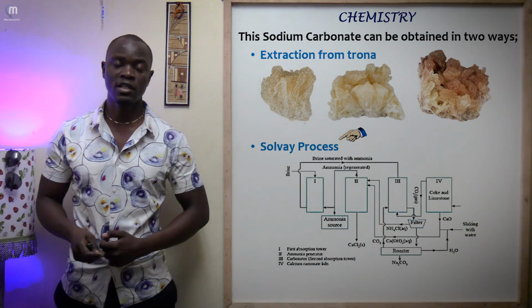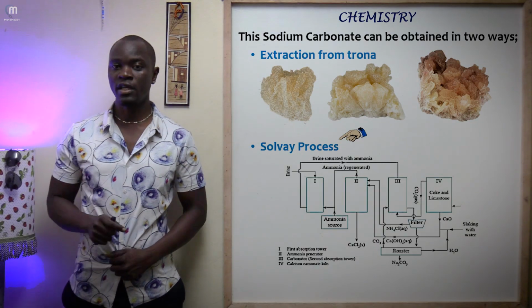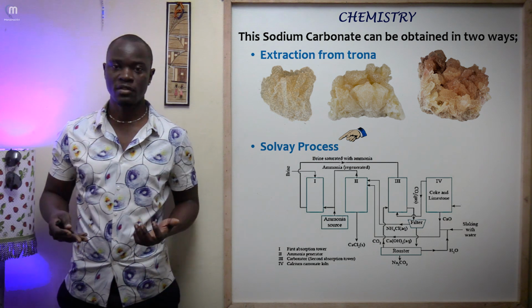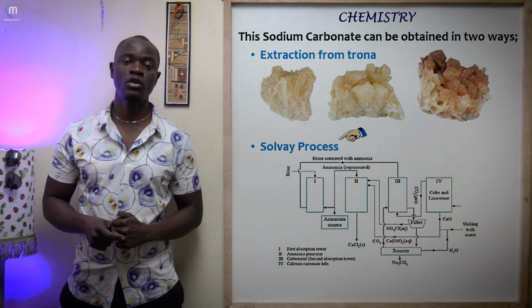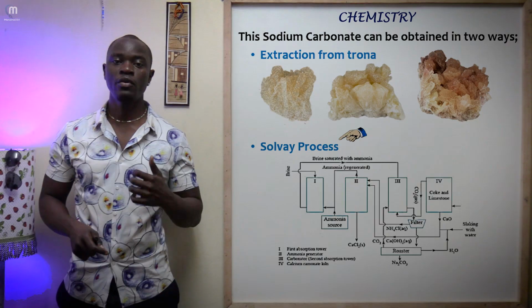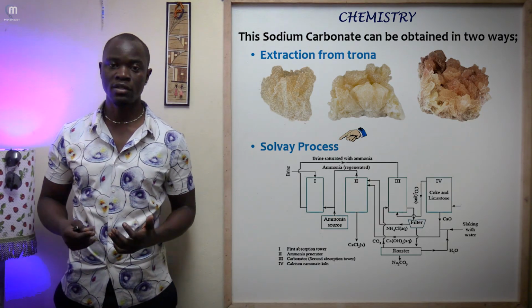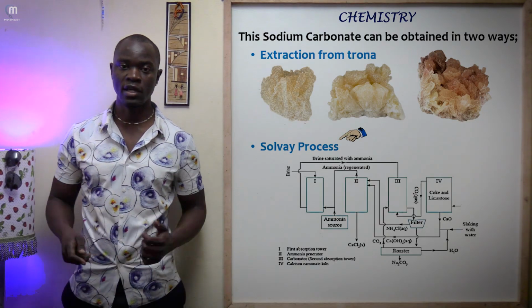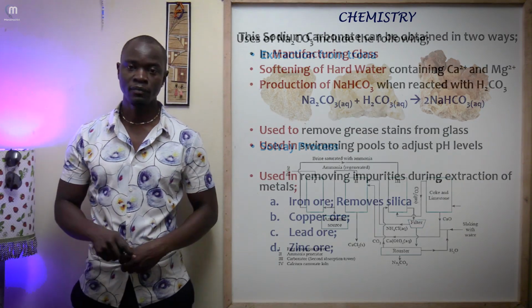But how do we manufacture the sodium carbonate? We'll manufacture it by using the Solvay process. Because in this Solvay process, as we are going to look at it, we'll use different raw materials in order to manufacture the sodium carbonate that you should be having.